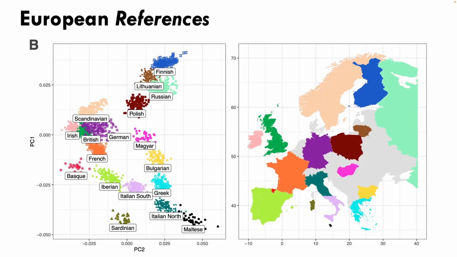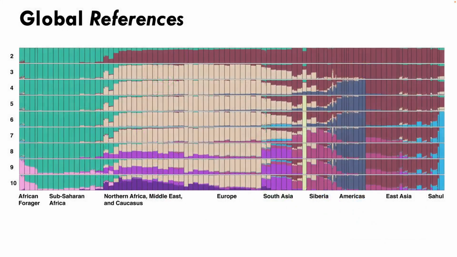And now look at how clean this PCA plot is compared to the last one. We've used all these tools. We've manually removed all the individuals that are between populations, and we're left with good references. It's also important to note that populations exist in hierarchies.